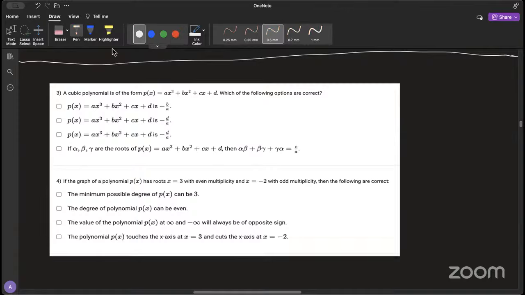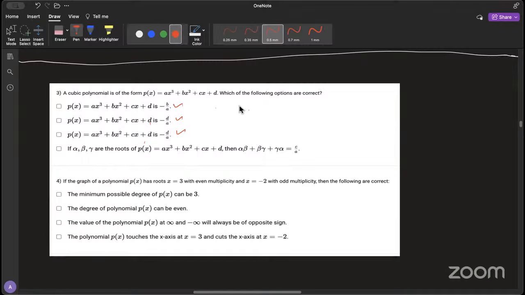I think it should have been P(1). But if it's P(1), then these two options become the same. P(1) gives you a plus b plus c plus d. That gives you the sum of roots. No, it doesn't even give you the sum of roots. It gives you nothing. So what are these three options about? I'm not sure.